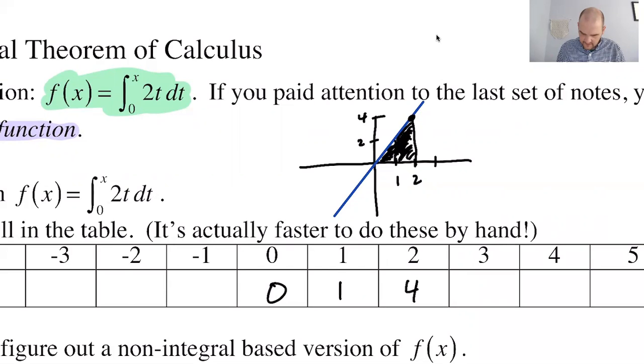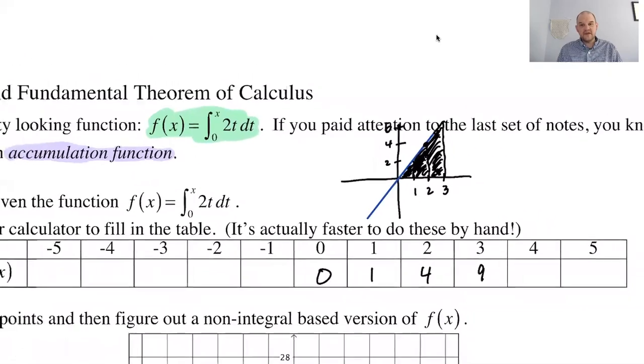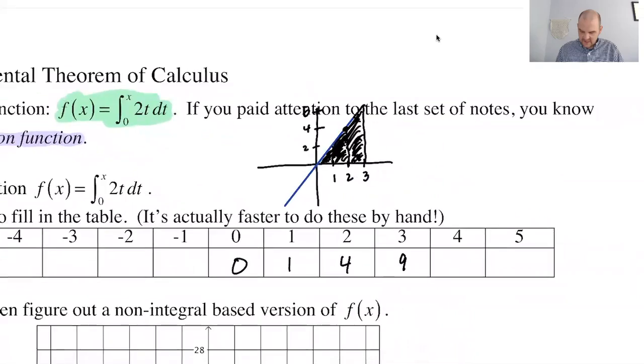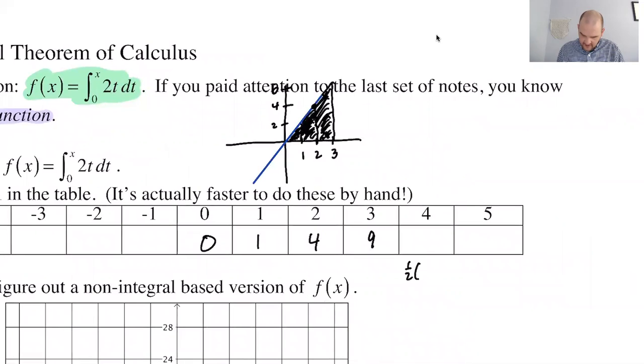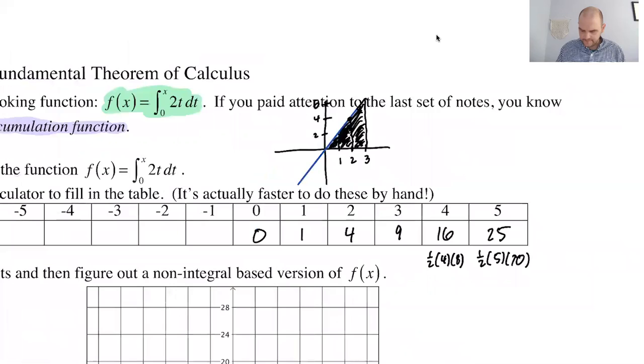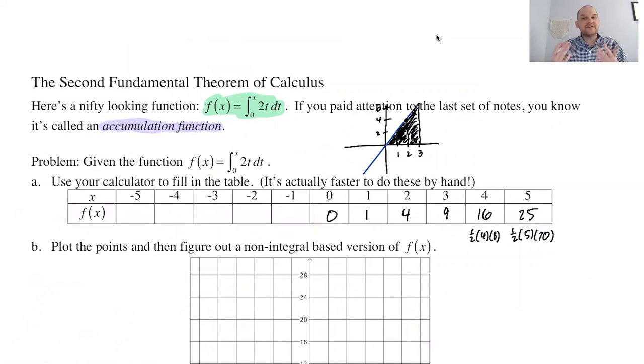If I go to 3, we have to go up to 6. So it'll be this. This is 6 by 3, which is 18, and then divide that by 2, we get 9. Are you seeing something here? 0, 1, 4, 9. So for this one, it will be 1/2, the base is 4, and the height is 2 times 4, which is 8. So that's going to be 16. Here we get 1/2, the base is 5, the height is 10. So that's going to be 5 times 5, so 25. Perfect squares. Look at that. You don't really need a calculator.